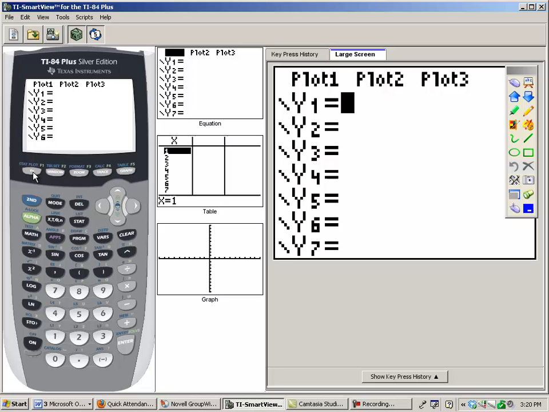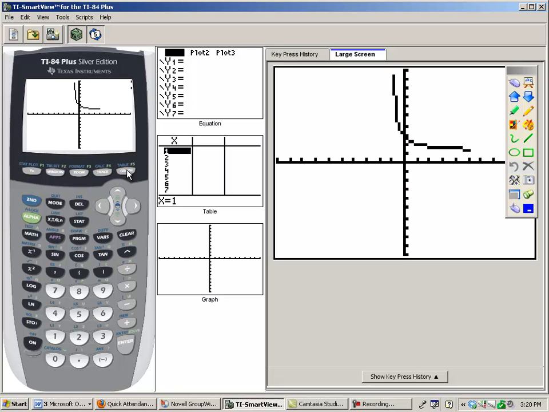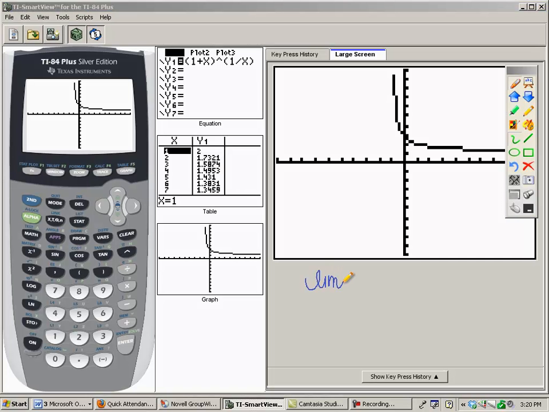If I go in my y equals, and I put this in as 1 plus x to the, and I want this exponent to be in parentheses, so to the 1 over x, and now I'm going to hit graph. And the question is, what value do you get really close to as we go to 0? Because we are asking you, basically, what is the limit as x goes to 0 of this function? Okay, so I'm trying to figure out what this value is as close and close and close to 0 as I can.